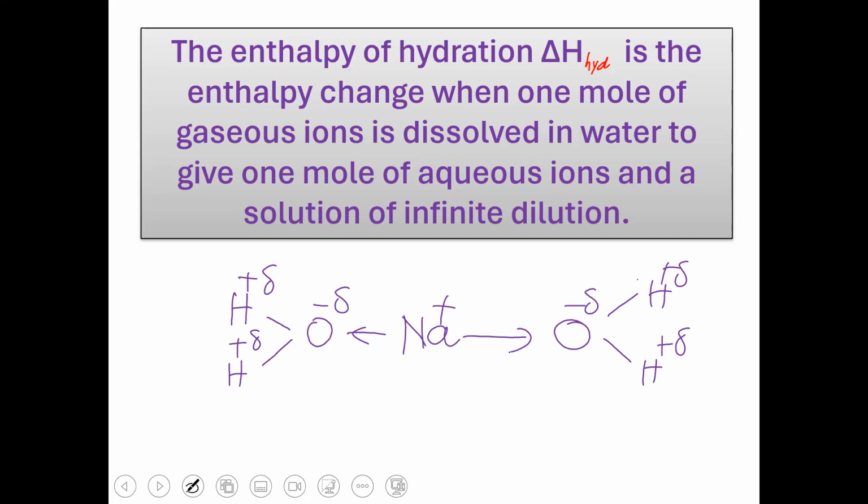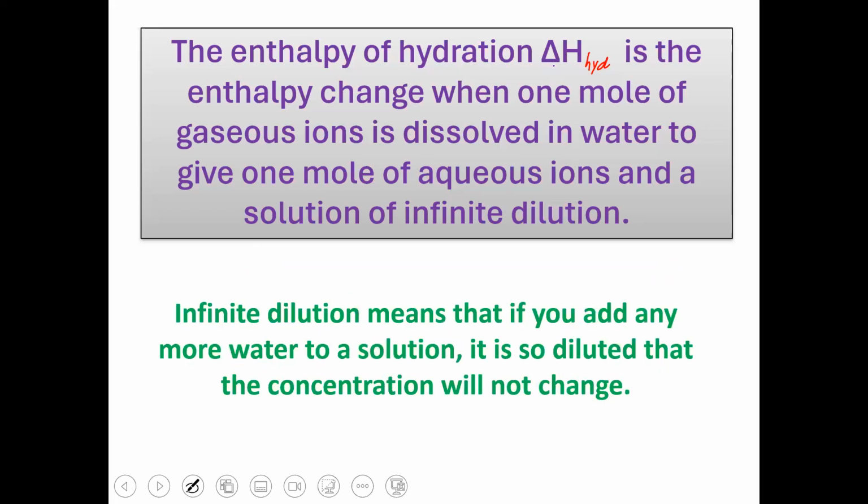What is the result? The result is that the ion is surrounded by water molecules. This is called hydration. So what is hydration? Hydration is a process in which an ion is surrounded by water molecules. We have used the word infinite dilution. This is a mathematical type of thing: a solution is so much diluted that further change in concentration does not occur.